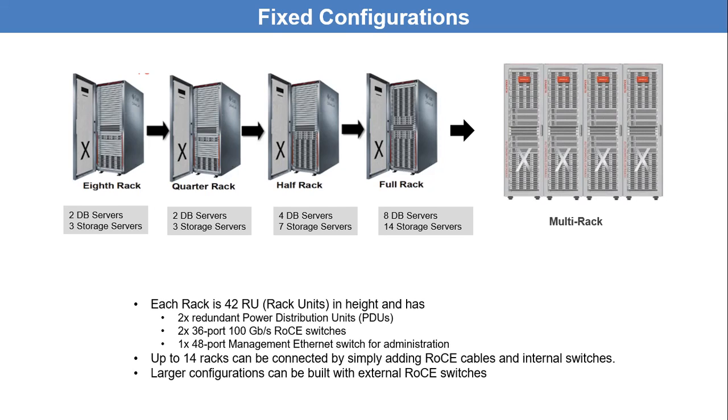So more servers means more CPU, more memory, more resources available for your workload. Obviously, a full rack is more powerful because it comes with more servers compared to a half rack. Half rack is more powerful compared to quarter rack. Quarter rack is more powerful compared to eighth rack.